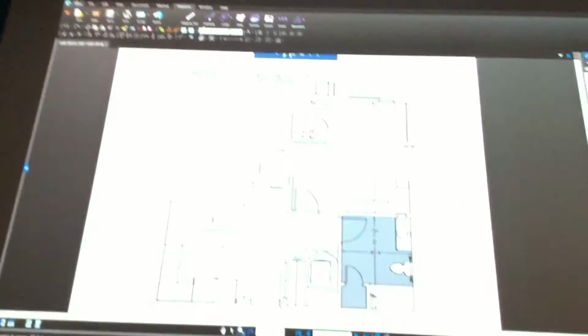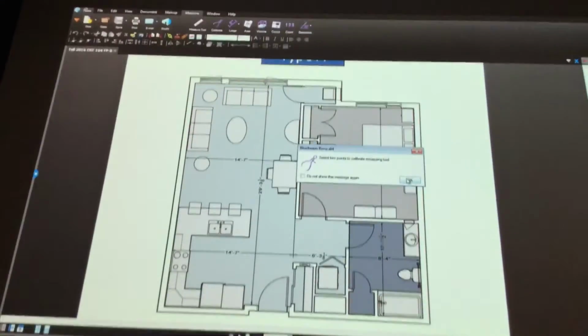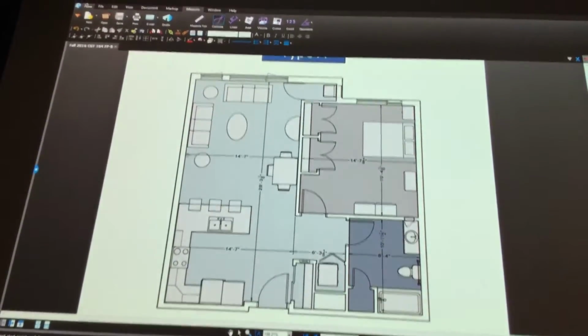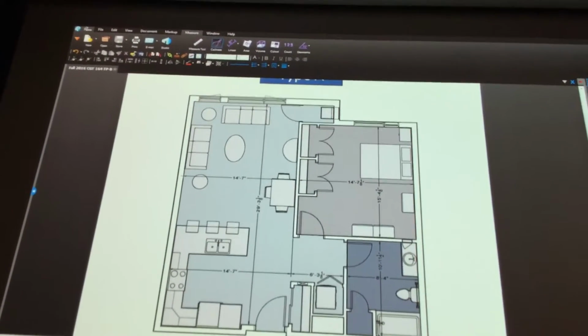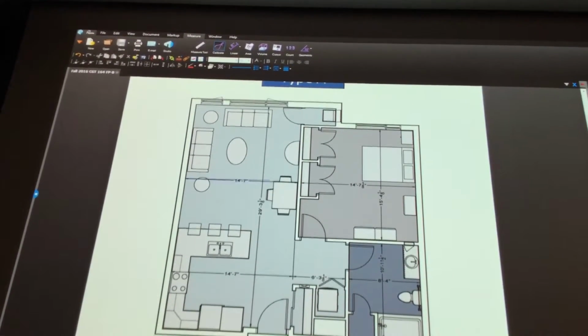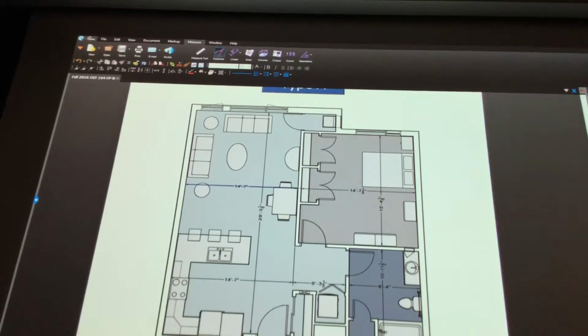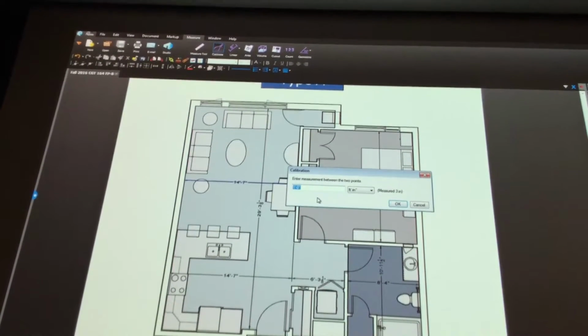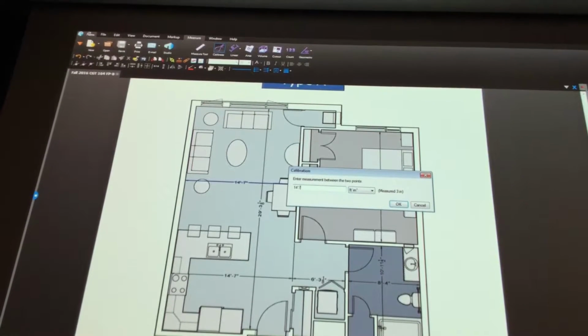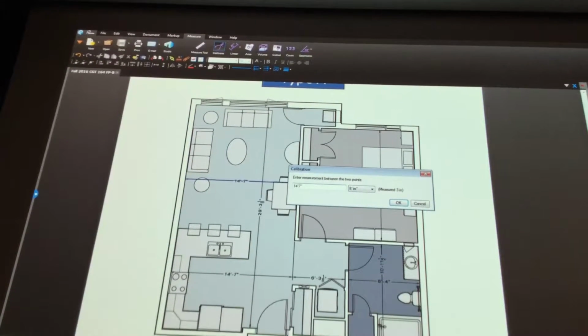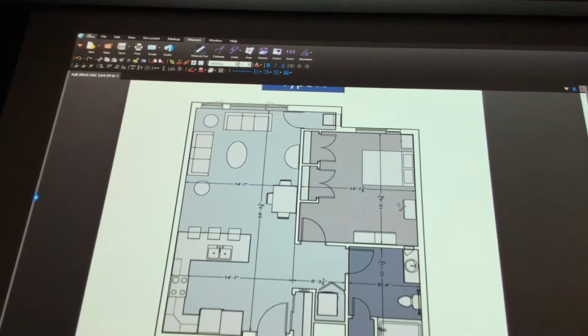It's going to ask you to select 2 points, as long as you know the distances. It should snap to this point here and this point here. Once you get it close enough, enter the dimension, 14 feet 7 inches. Once you get that done, you hit OK.